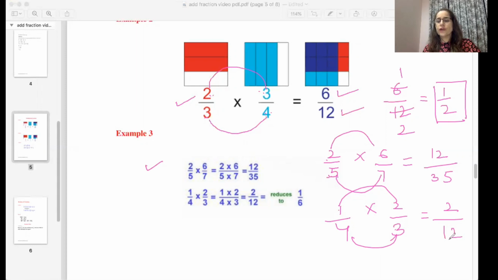Now we should try to reduce it to the lowest term. 2 ones are 2, 2 sixes are 12. So this is equal to 1 by 6.